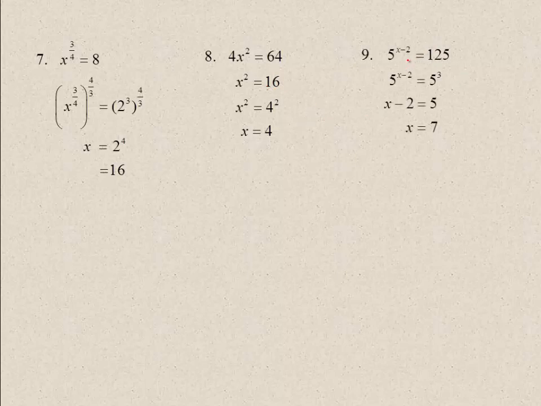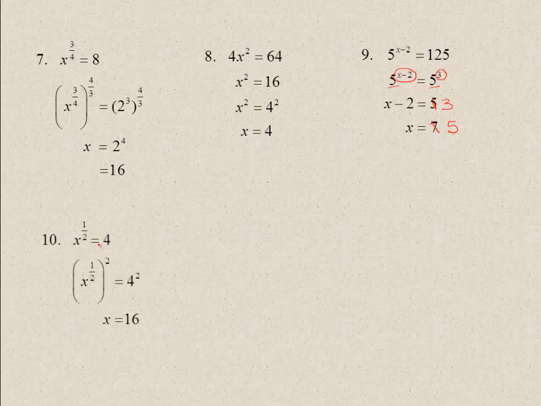Number 9. Very, very similar to the one that we worked out. 5 to the x minus 2 is equal to 125. It means that 5 to the x minus 2 is equal to 5 cubed. Agreed? But now the bases are the same. What do I do? I equate the indices, guys. So x minus 2, whoa, there's a problem. X minus 2 is not equal to 5. X minus 2 is equal to 3. Thank you. Which means that x is equal to 5. That is the correct answer.